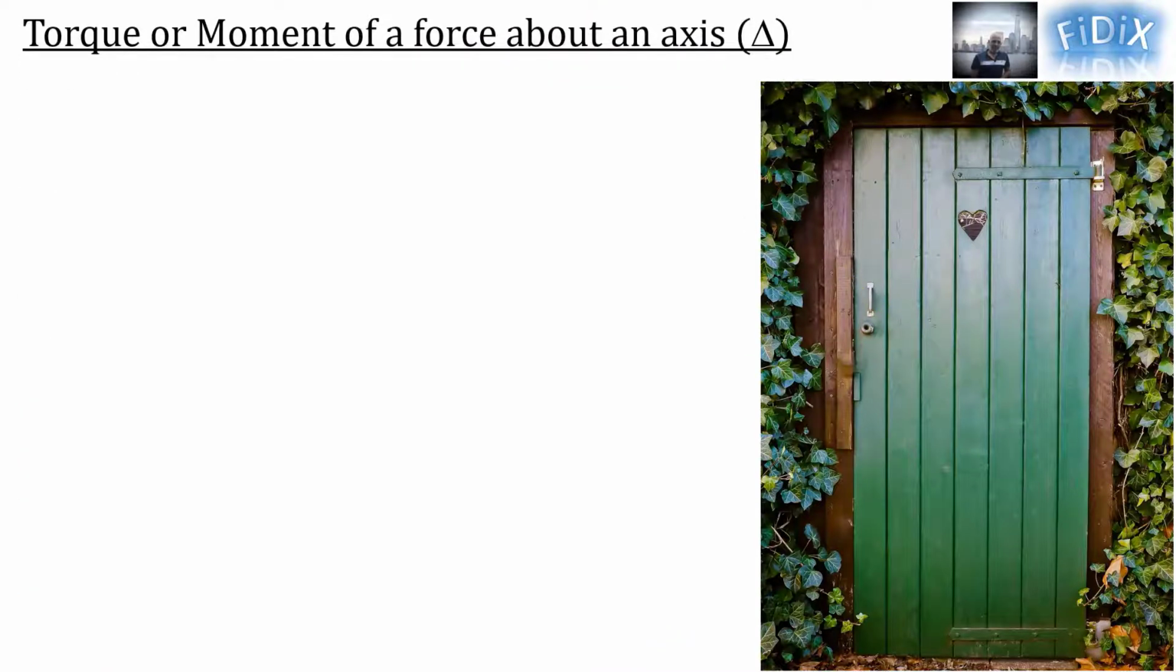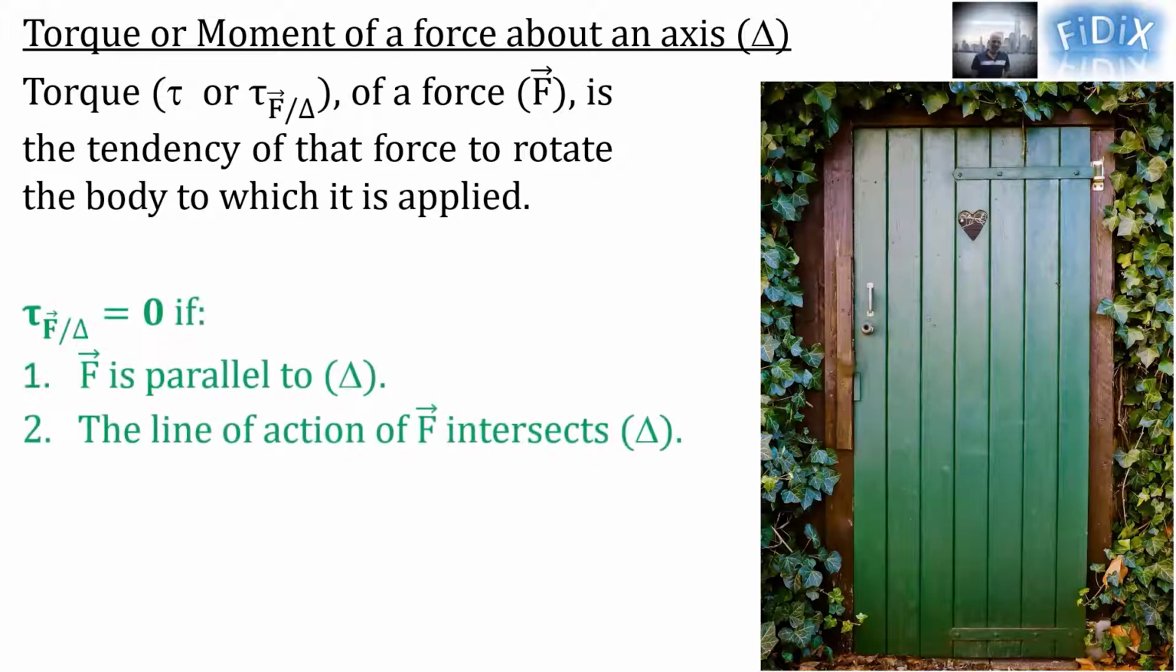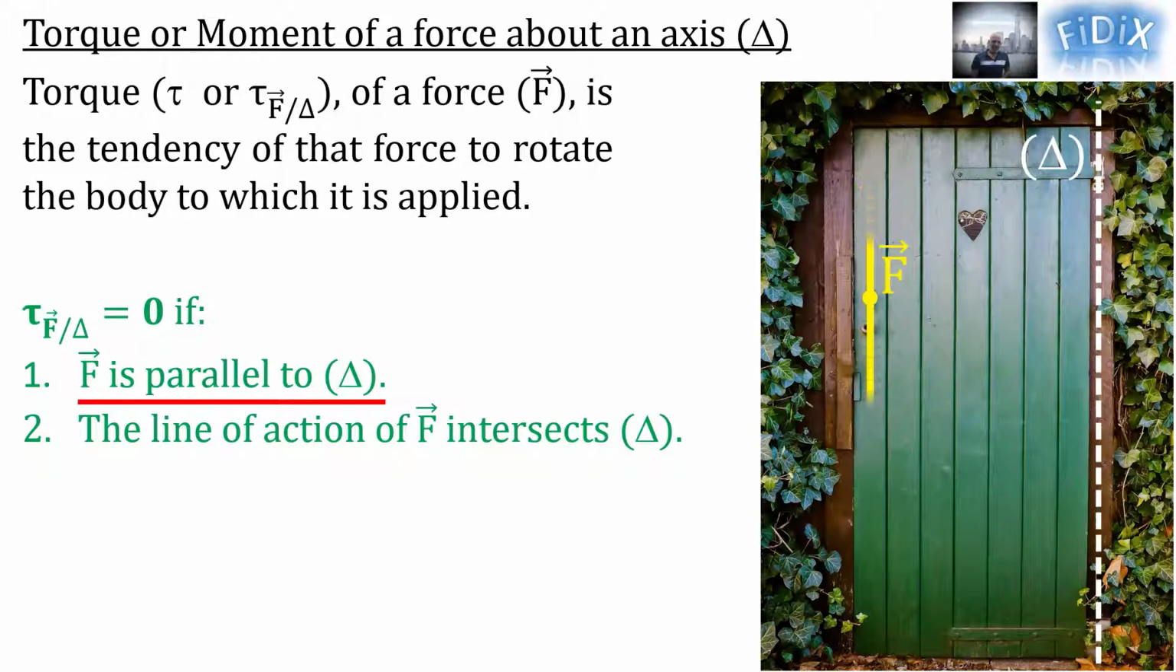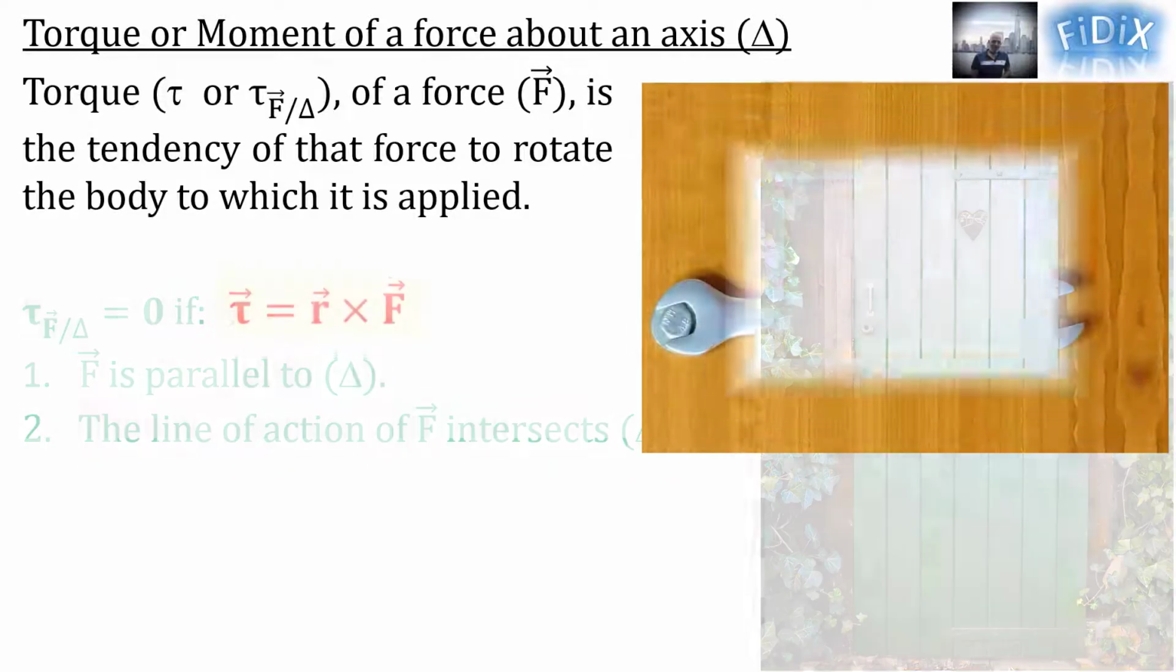To formalize this concept, we define a physical quantity denoted by the Greek letter tau and called torque or moment of a force as the tendency of that force to rotate the body to which it is applied. Therefore, the torque of a force F about an axis delta is equal to 0 if F is parallel to delta or if the line of action of F intersects delta. Torque is a vector quantity.